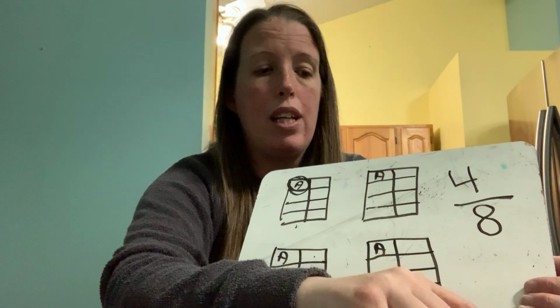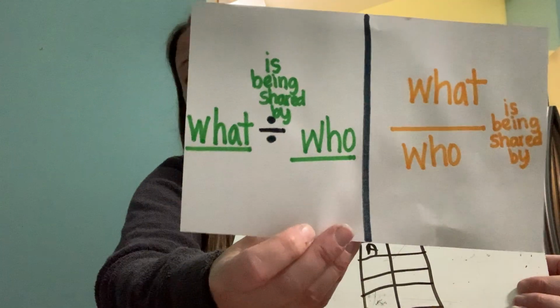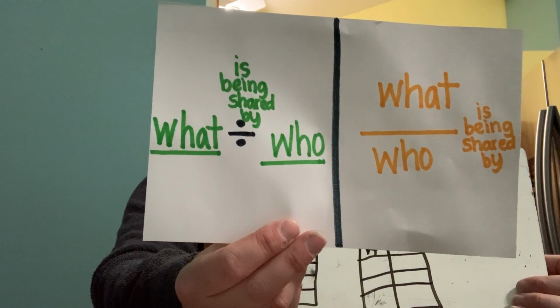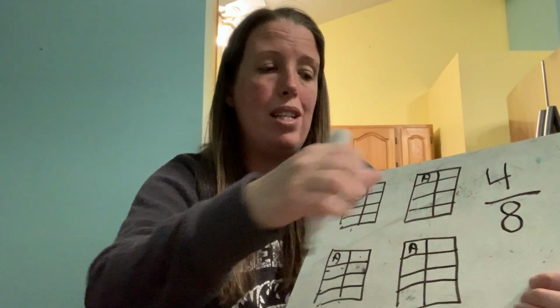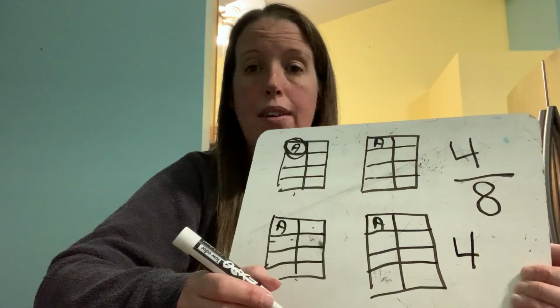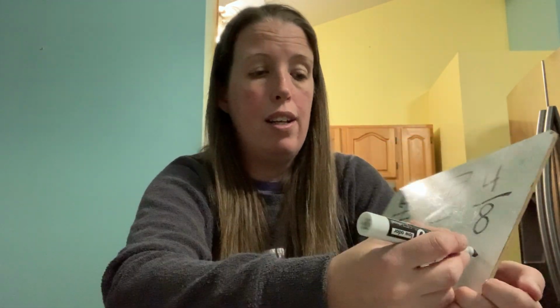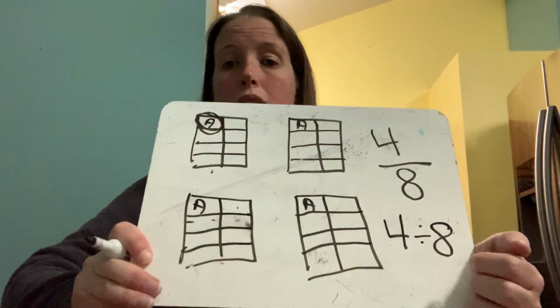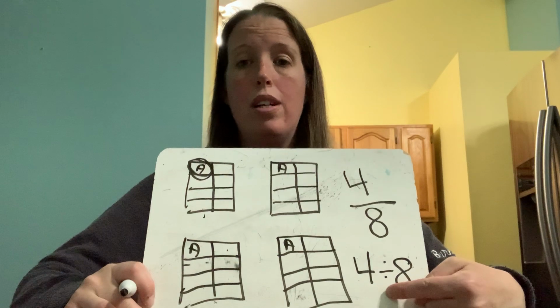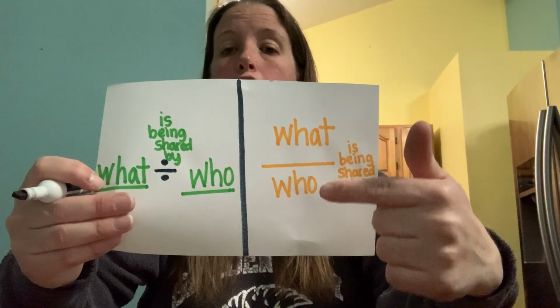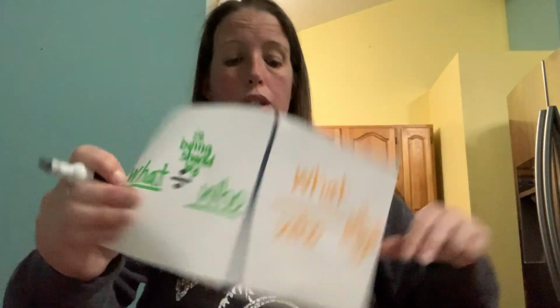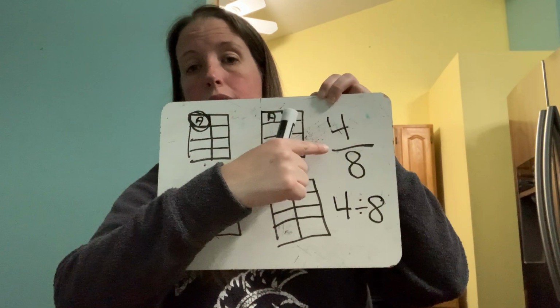Now, I like to think of it in 2 different ways. I like to think of it as what is being shared by who, or what divided by who. So what is being shared? 4 muffins. Who is sharing it? 8 friends. So this scenario would be 4 divided by 8. Or if I wrote it this way, what is being shared or divided by who? 4 divided by 8. It's very important to keep that what divided by who in your head.